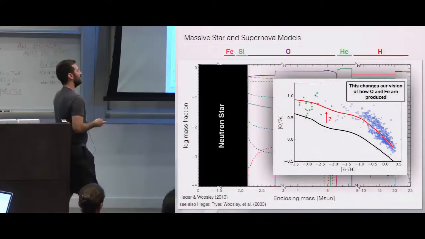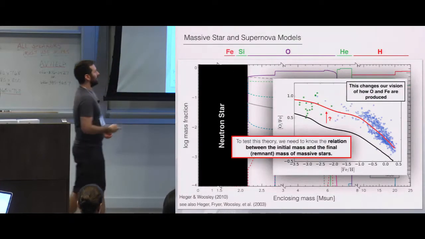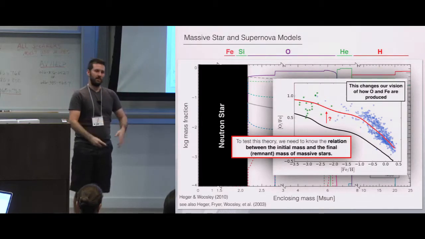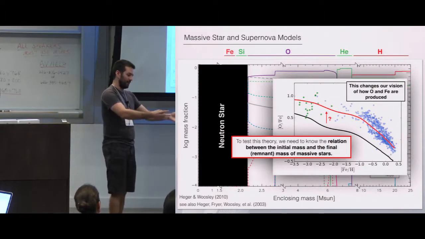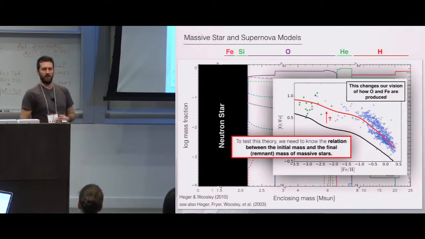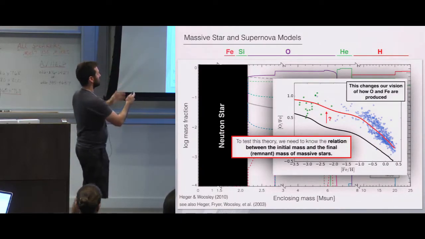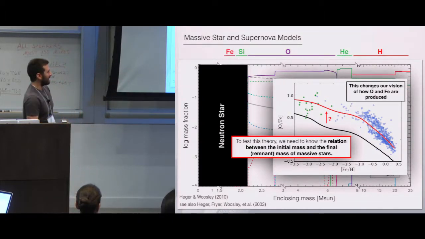But this is still a theory, and in order to make sure that we understand if this is correct or not, what we really need to know is the relation between the initial mass of a star and its final mass. Basically, if I give you a star of 15 solar masses, tell me if it's going to form a neutron star or a black hole. And if it forms a neutron star, what will be its mass? Because depending on its mass, it's not going to eject the same chemical abundance.